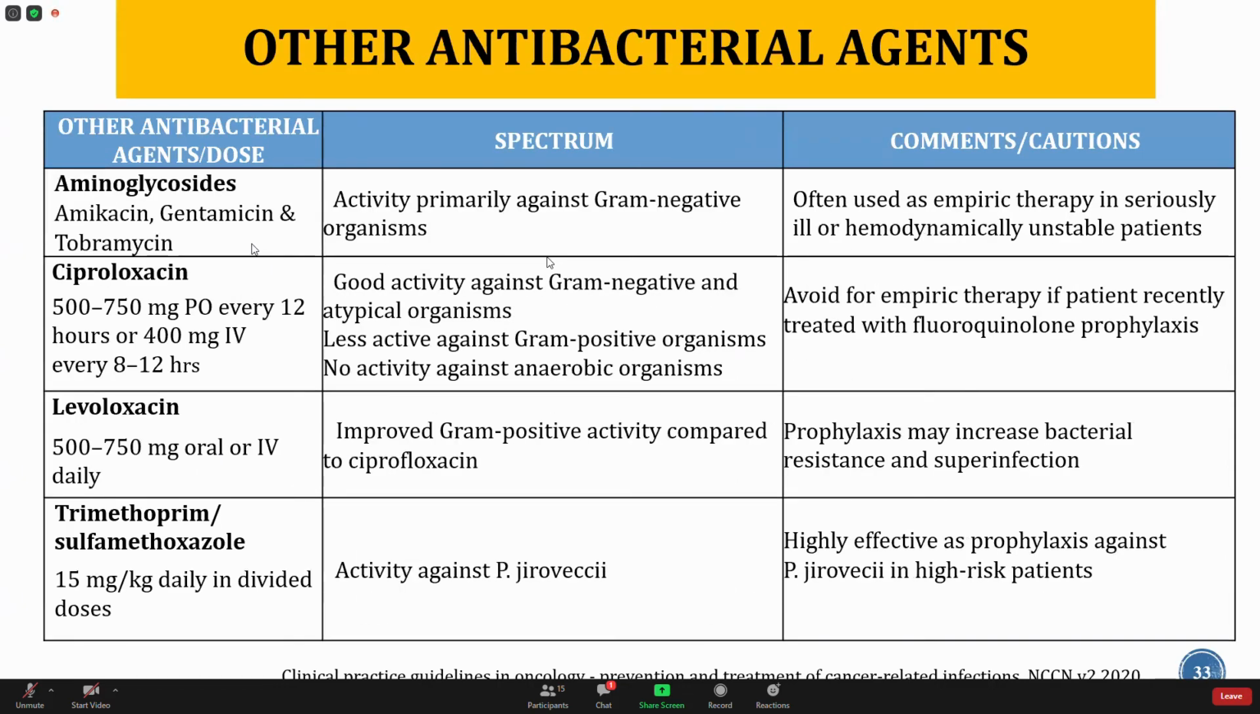Amikacin, we use 15 milligram per kg in our center, according to ideal body weight. In an obese patient, we use adjusted body weight. Ciprofloxacin, we use 400 milligram IV Q8 hours, or 750 milligram Q12 hours. Levofloxacin, we don't have it. If I had it, I would use 750 milligram once daily.